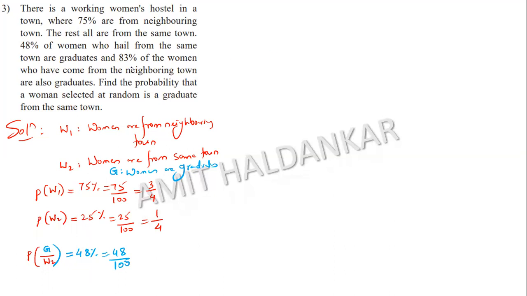83% of the women have come from the neighboring town. Who have come from the neighboring town means this condition, W1, is already done. And again, they are also graduates. So the probability that they are graduates and from the neighboring town is 83%, which is 83 upon 100. Find the probability that a woman selected at random is a graduate from the same town.